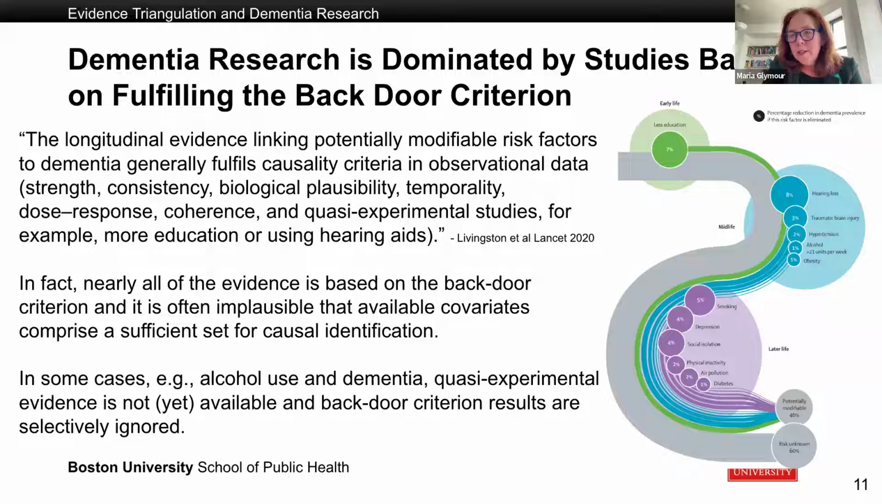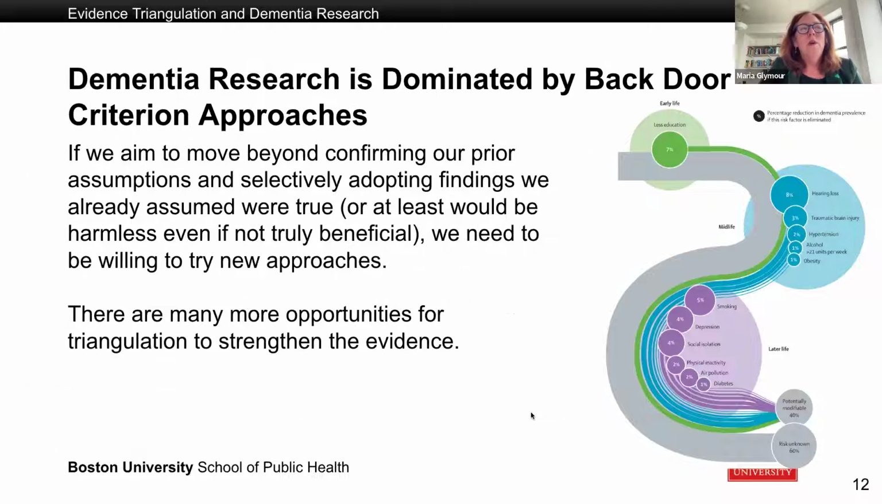And the backdoor results, the covariate control results, are selectively ignored because people are uncomfortable with the conclusions, right? If you look at most observational studies of alcohol and dementia, it looks like moderate alcohol use is substantially healthier than no alcohol use. But people are quite uncomfortable reporting that because they're concerned about the health implications of promoting even moderate alcohol use. And so there's really a kind of brushing of results under the rug.